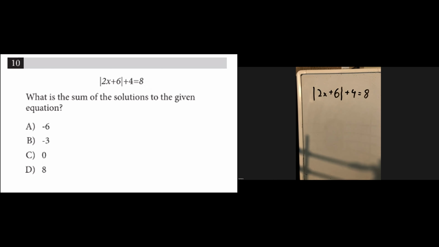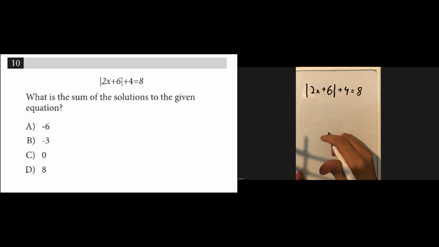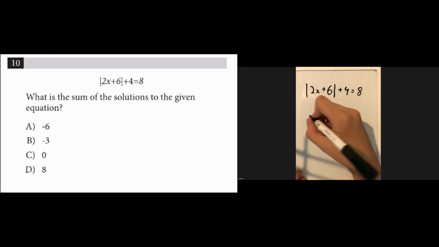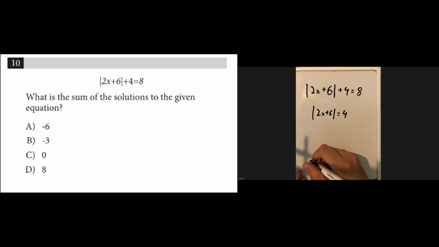Okay, so for this one, we have the equation absolute value of 2x plus 6, plus 4 equals 8. Let's get rid of this 4 by subtracting 4 from both sides, so we get the absolute value of 2x plus 6 equals 4. To get rid of the absolute value, you do plus or minus 4. So 2x plus 6 equals 4, and 2x plus 6 equals negative 4.